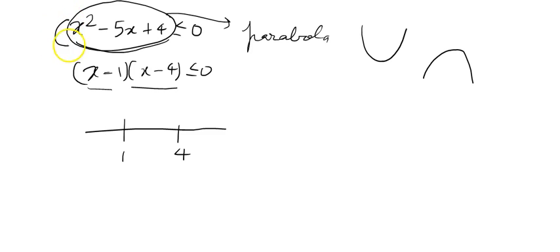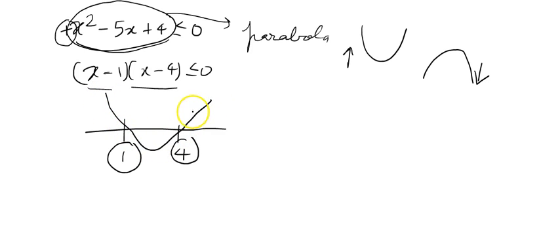Now over here, if you just see, coefficient of x square is plus. Now if coefficient of x square is plus, parabola will open upward, and if coefficient of x square is negative, parabola will open downward. Now over here, my parabola will open upward, and these points x is equal to 1 and x is equal to 4 will be its x-intercept. So parabola will go something like this.